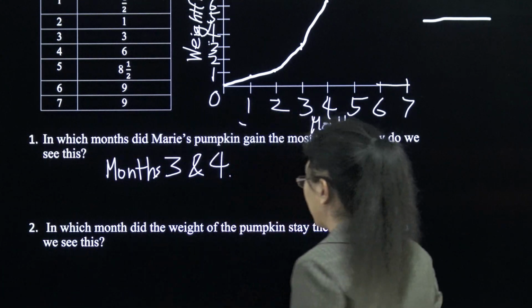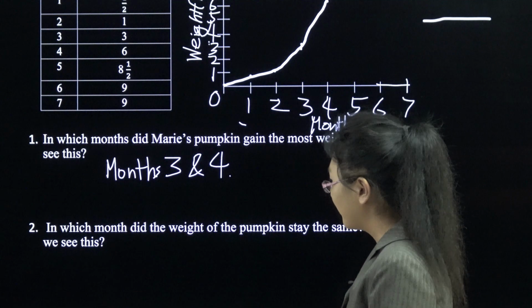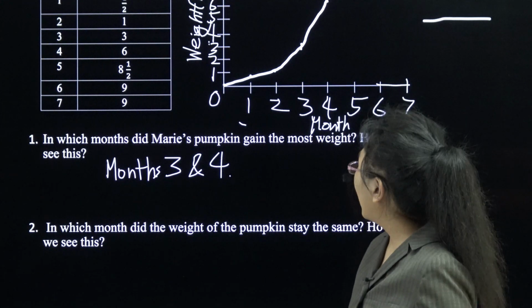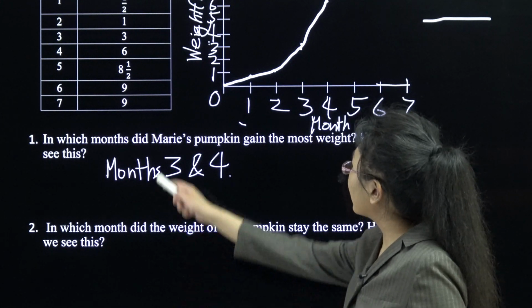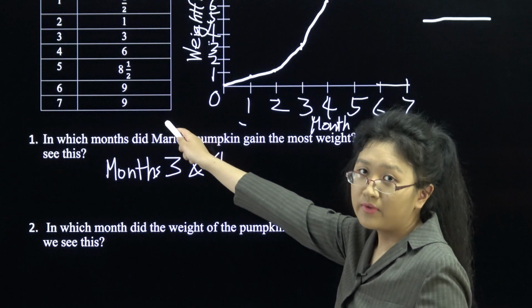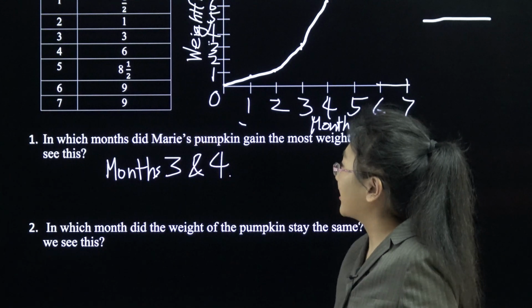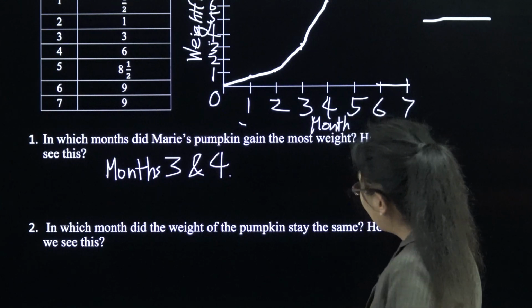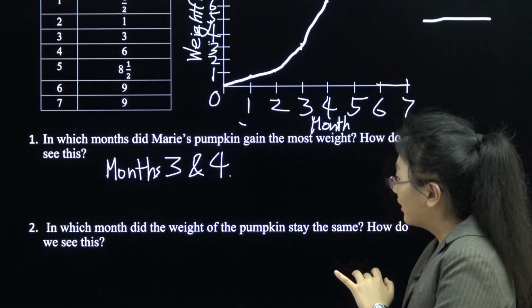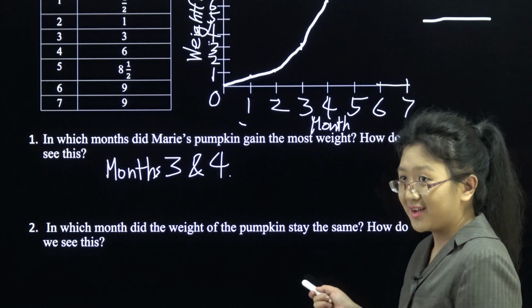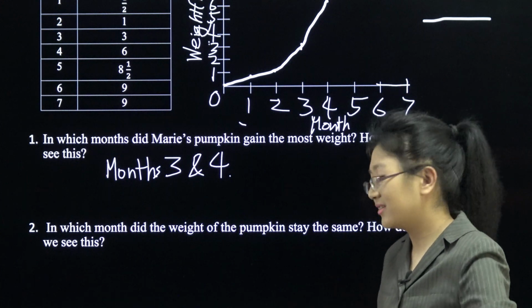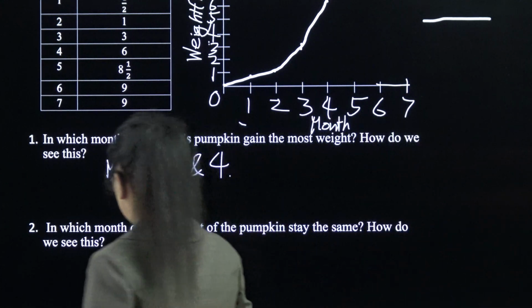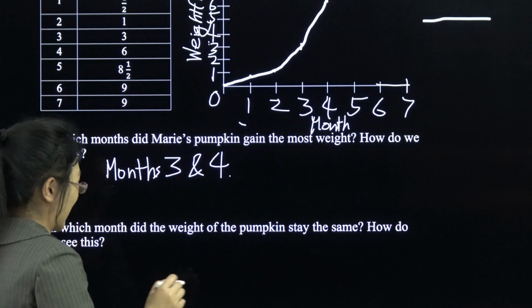In which month did the weight of the pumpkin stay the same? How do we see this? Well, I mentioned that it's just flat for month 6 and technically 7, and that's a plateau. That's how we see it. It's a flat line. Please don't make the mistake that this is the same as flatlining.